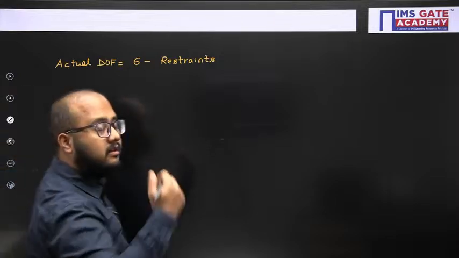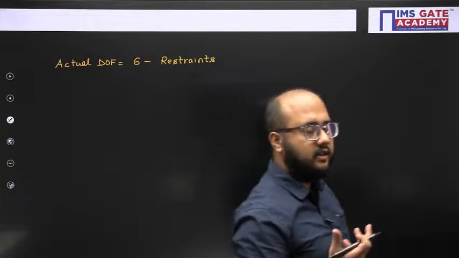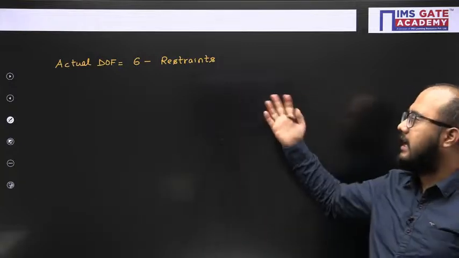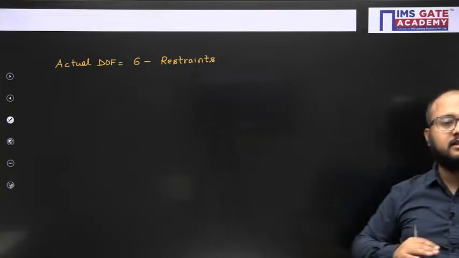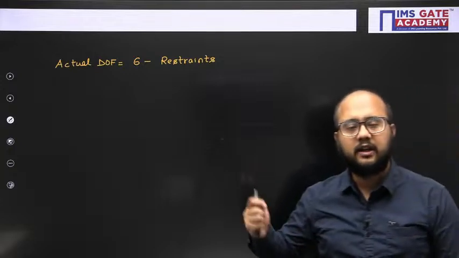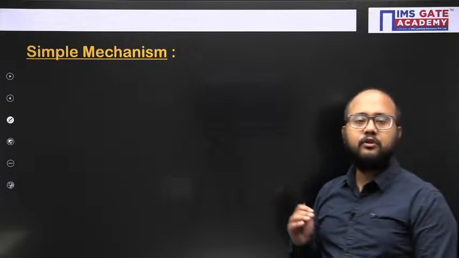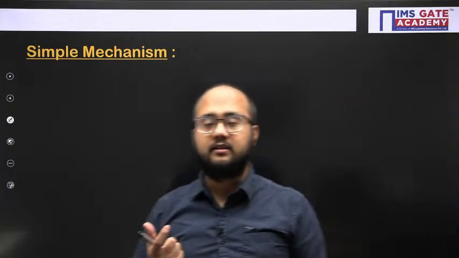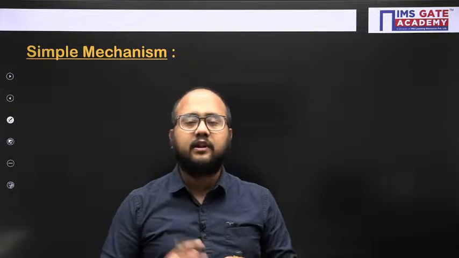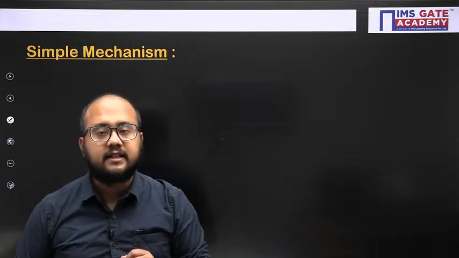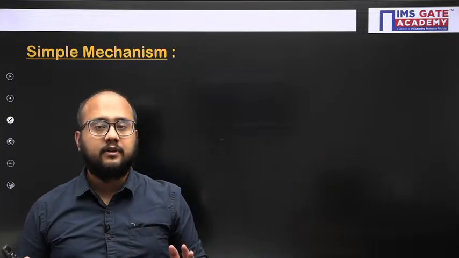Restraints are nothing but the restrictions. Got it? So I will give you more clarity on those restrictions, how those restrictions are there in those mechanisms, right? Now, first of all, as I told you, you need to understand what a simple mechanism is, because the very first chapter in theory of machines is simple planar mechanism.